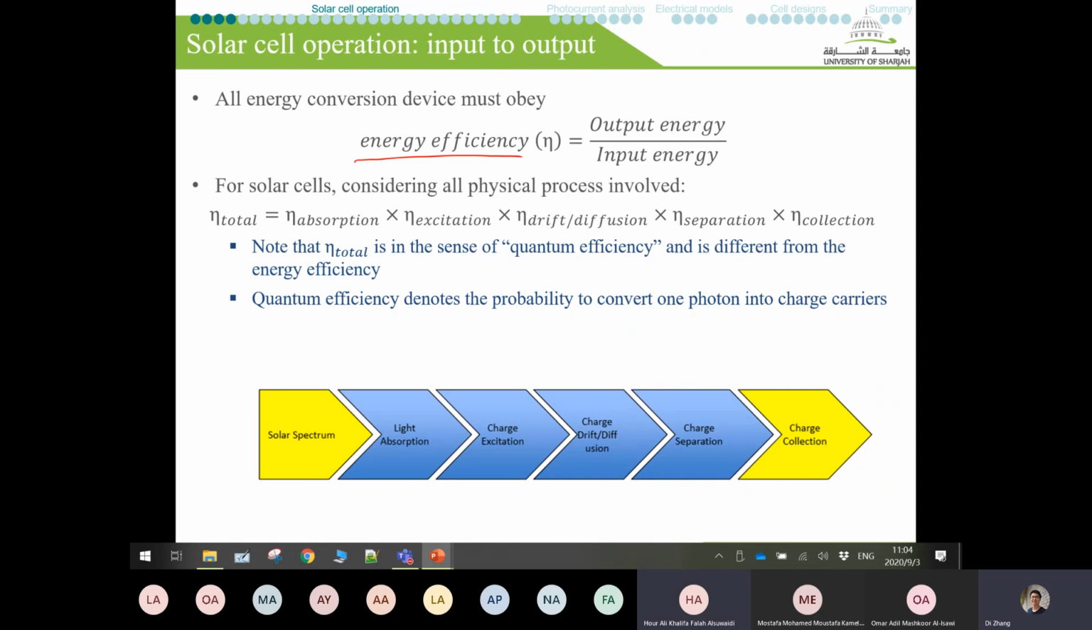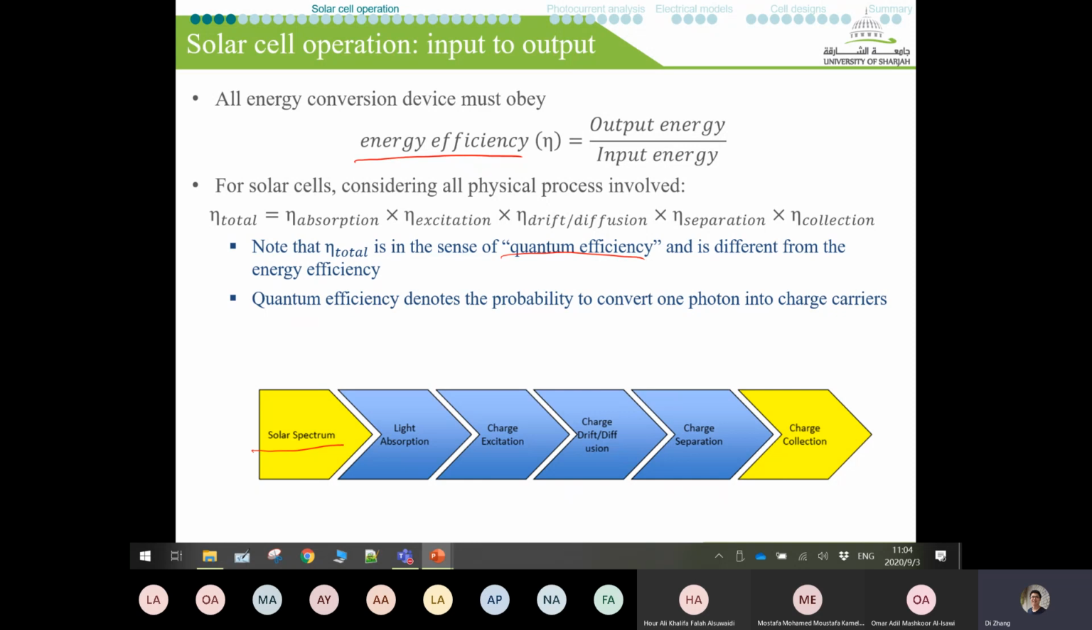But if you consider the major physical process, then it's more helpful to look at things from the other efficiency point of view, that is the so-called quantum efficiency. With the quantum efficiency, we basically look at the whole process inside the solar cell, from the input, the incident solar spectrum.